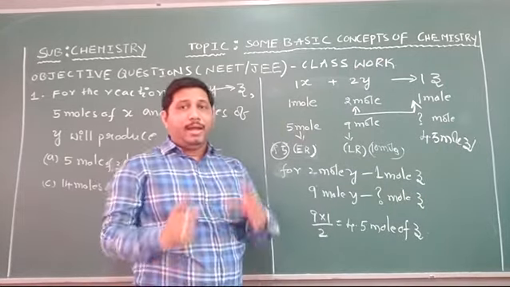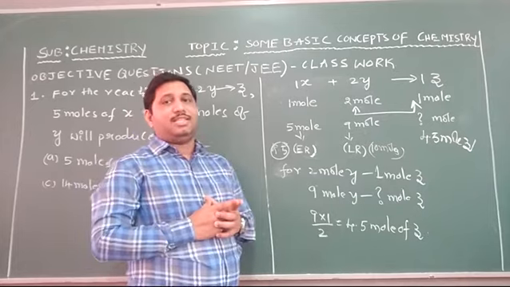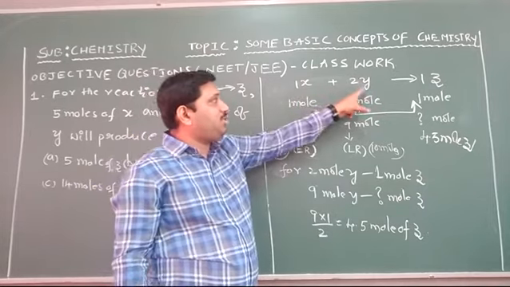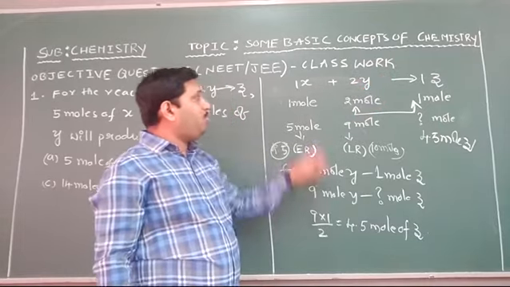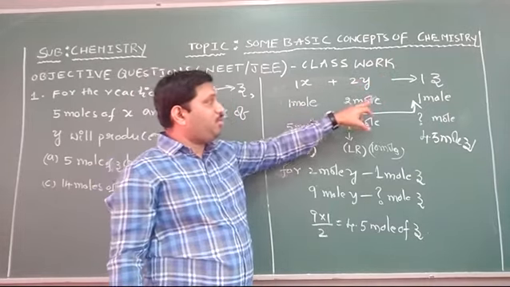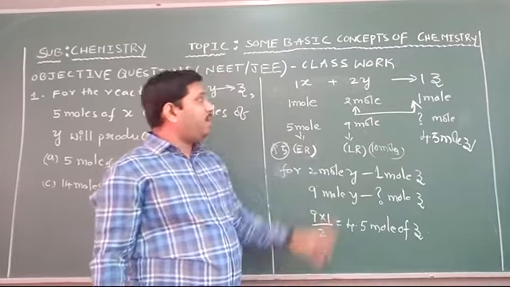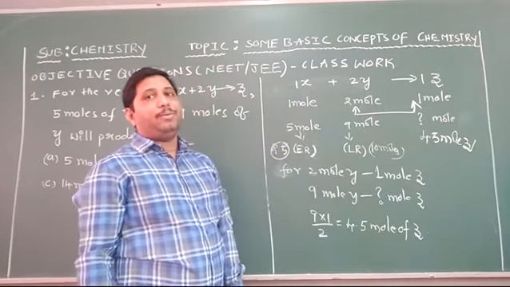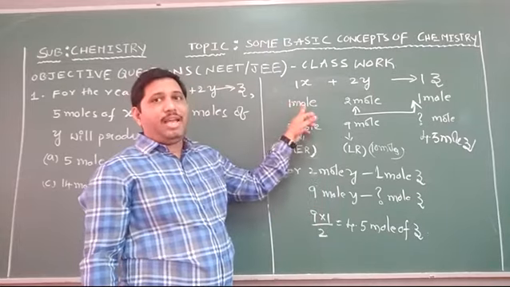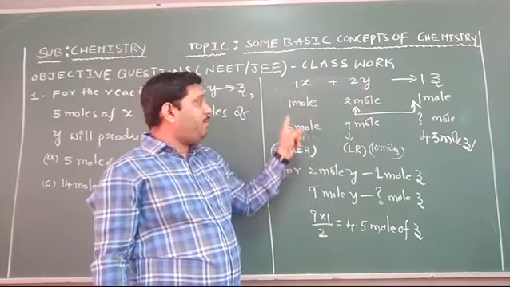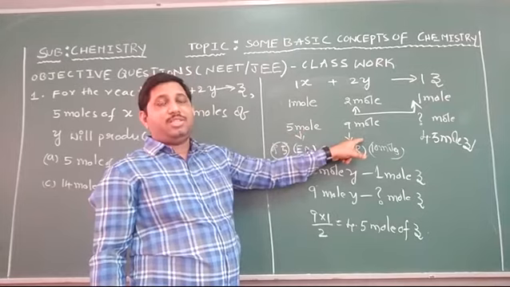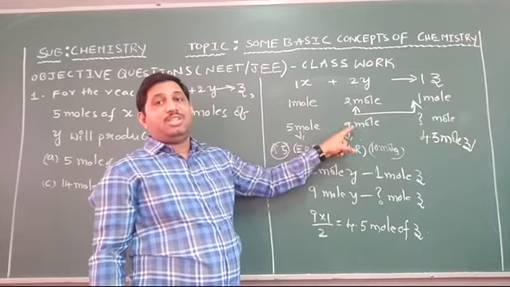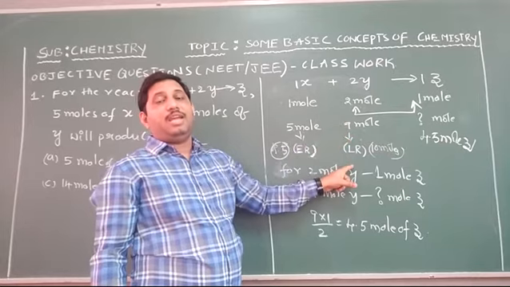Okay, students, now we will also discuss the simple method. Given ratio is 1 mole of X plus 2 moles of Y gives 1 mole of Z. Here the reactants X and Y are present in 1:2 ratio. For every 1 mole of X, 2 moles of Y is required. For every 5 moles of X, 10 moles of Y is required. But in the question they have given 9 moles. The reactant which is present in lesser amount is the limiting reactant.